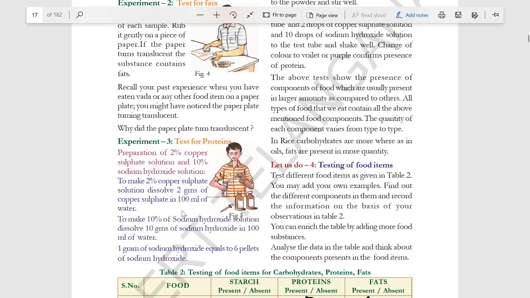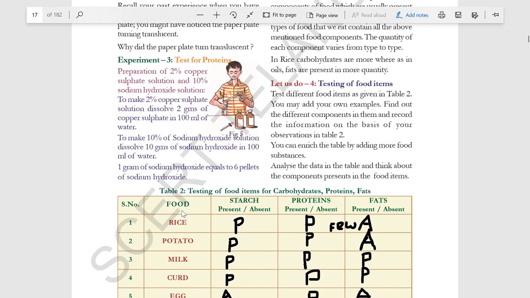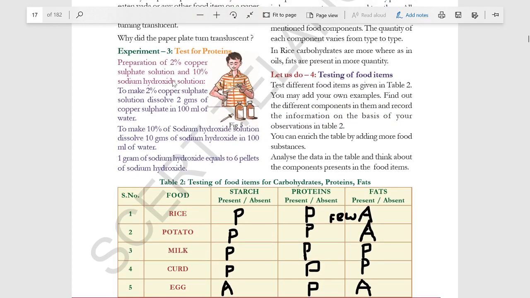Okay, and the test for proteins. For the protein test, what chemicals do we require? We require 2% copper sulfate solution and 10% sodium hydroxide solution. To make a 2% copper sulfate solution, what do we need? We need 2 grams of copper sulfate in 100 ml of water. Take 100 ml of water and add only 2 grams of copper sulfate.